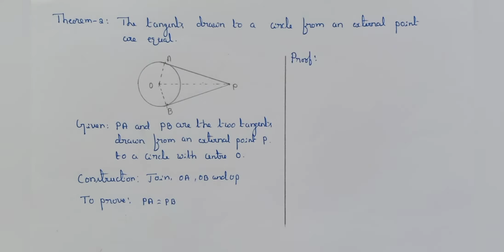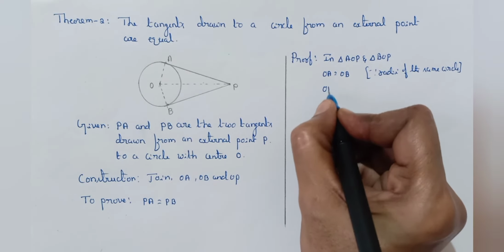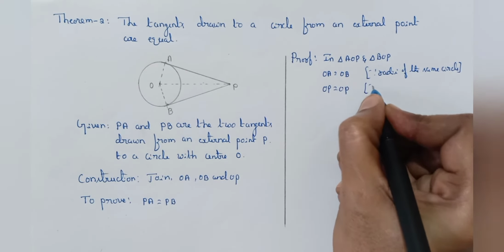Next, proof. Now, consider the triangles AOP and BOP. In triangle AOP and triangle BOP, OA is equal to OB, because OA and OB are the radii of the same circle. And next, OP is equal to OP, common side. OP is common for both the triangles.